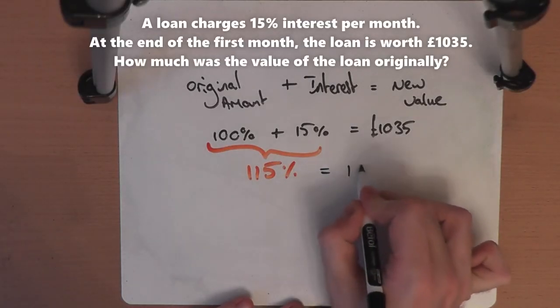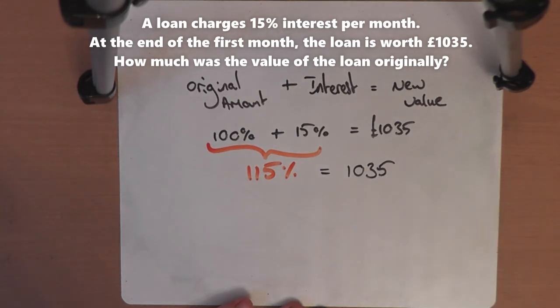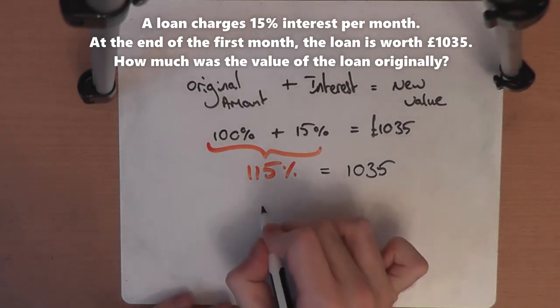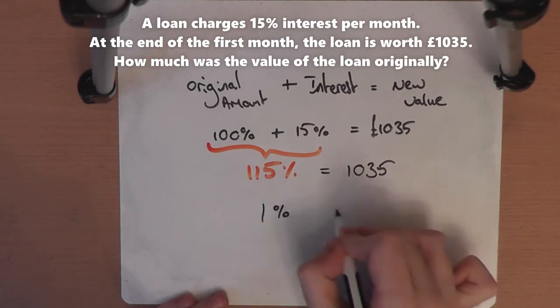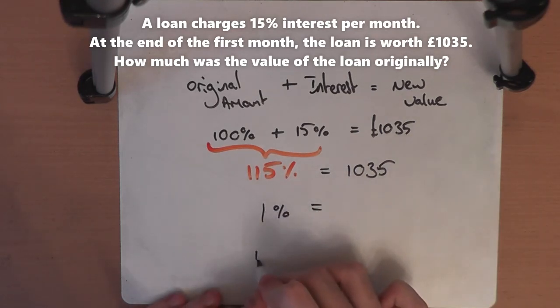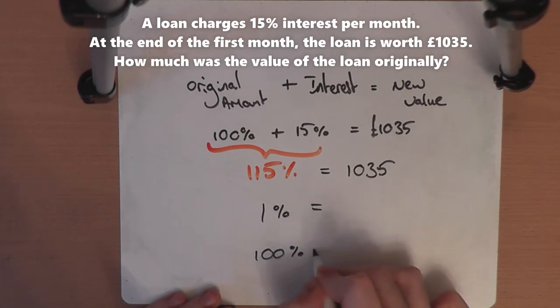So then, 115% is the 1,035. It's the 100% original plus 15% extra. And that is worth 1,035. But we don't want 115%. We want just 100% on its own. Is there any way to easily get from 115 to 100 by simply timesing or dividing by a single number? Probably not, really. So maybe we could go via another value. Maybe we could do what we did before and go via 1%.